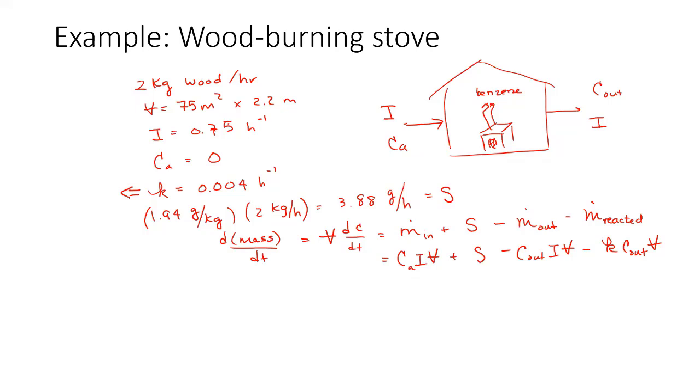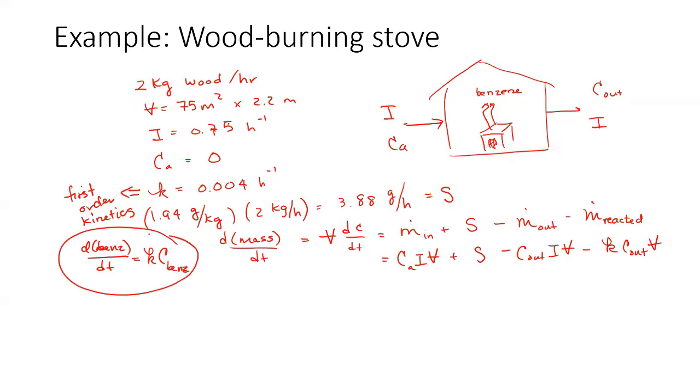The K is inverse time. Wherever you have inverse time, you should assume that the chemical you're considering is decaying according to first order kinetics. So first order kinetics simply say, in this case, the rate of reaction of benzene is equal to the rate constant times the concentration of benzene. So this is first order kinetics. So that's what we've assumed and used right here.